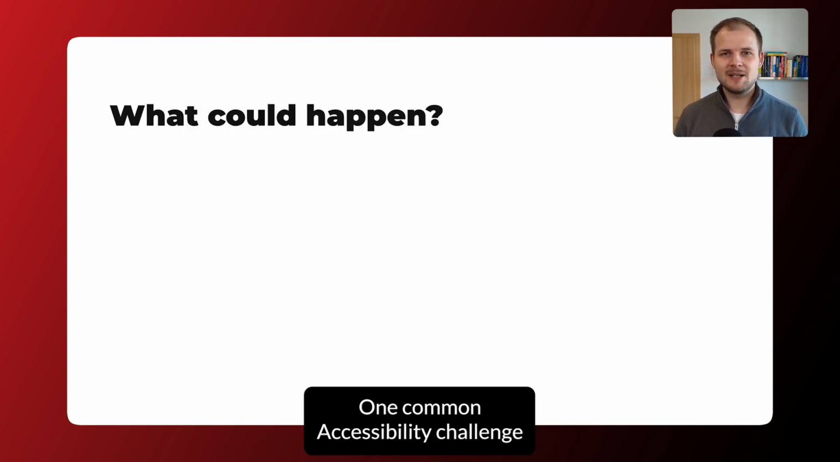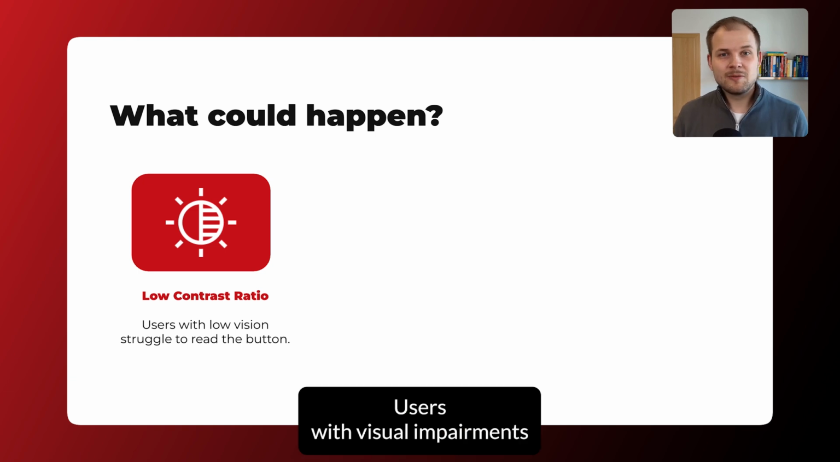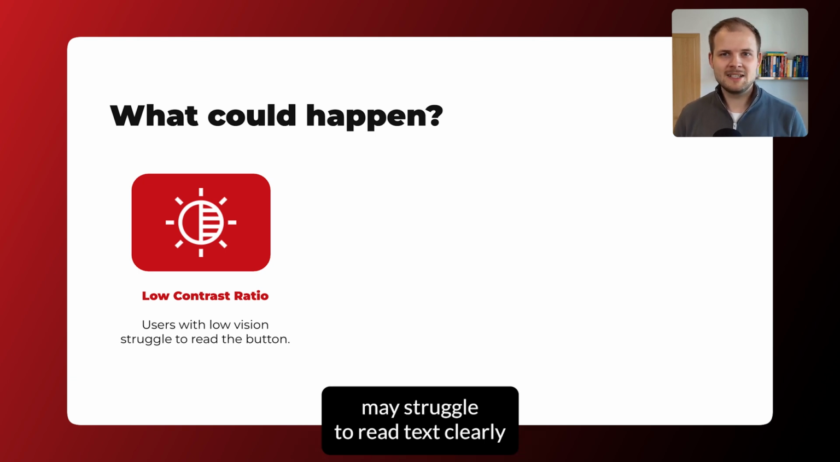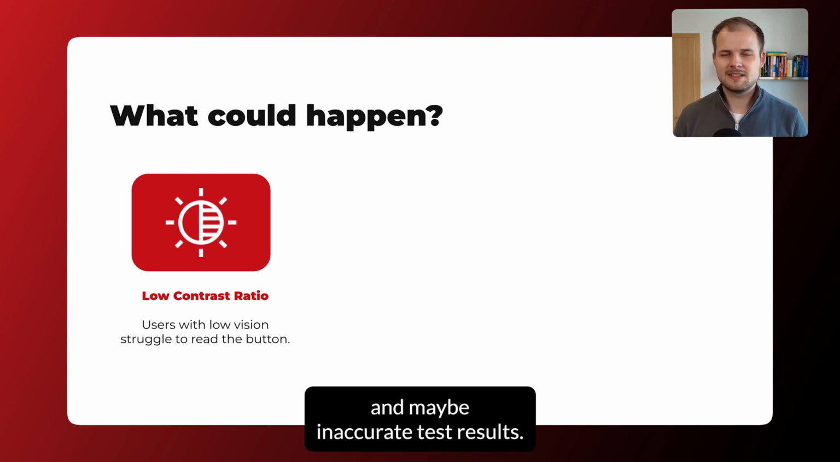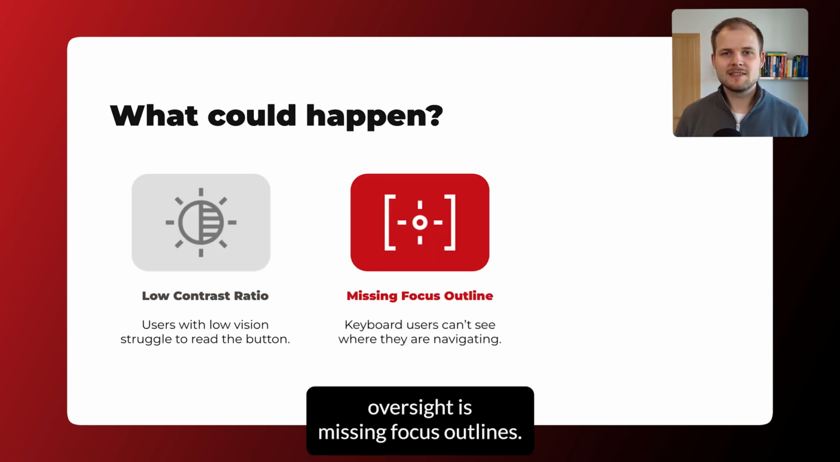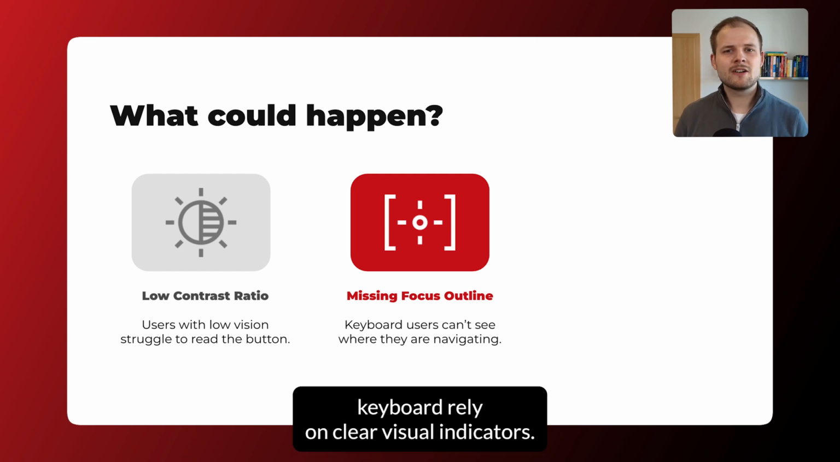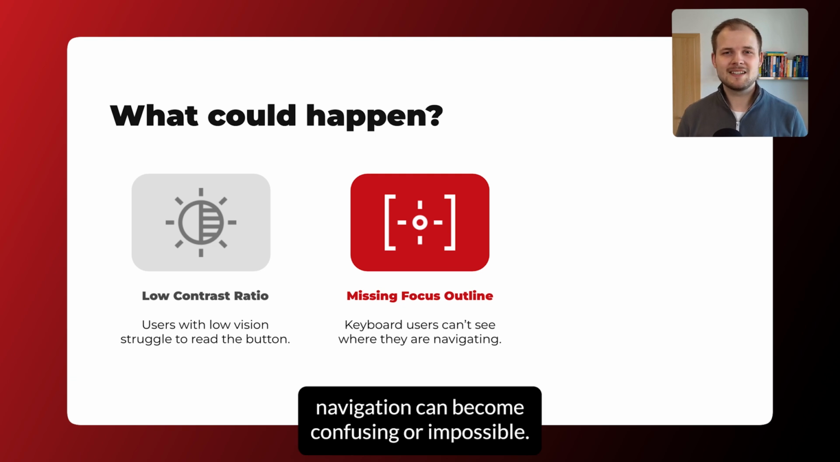One common accessibility challenge is insufficient color contrast. Users with visual impairments may struggle to read text clearly if the contrast is low, resulting in fewer clicks and maybe inaccurate test results. Another frequent oversight is missing focus outlines. Users navigating exclusively via keyboard rely on clear visual indicators. Without these, navigation can become confusing or impossible.